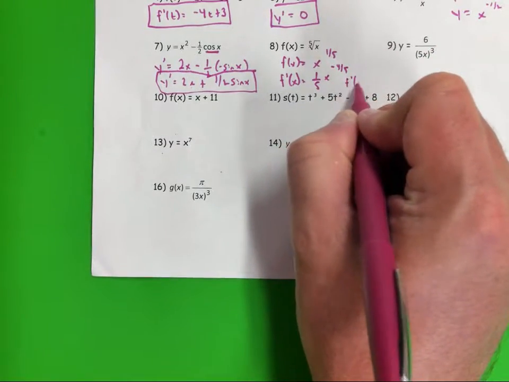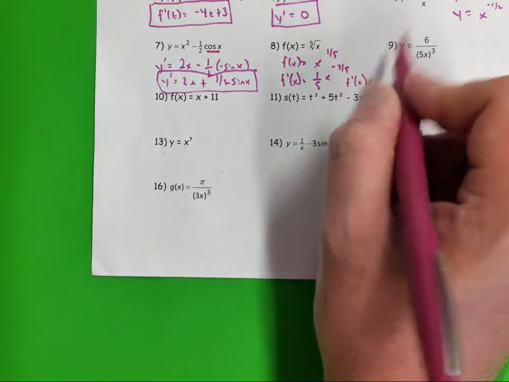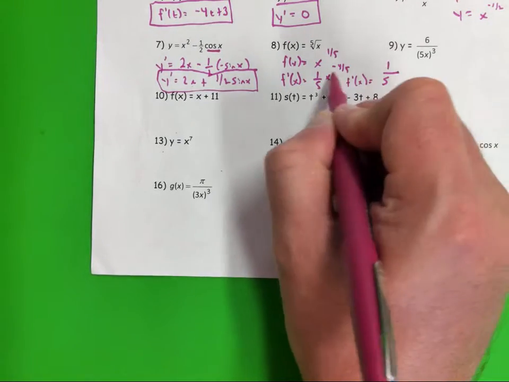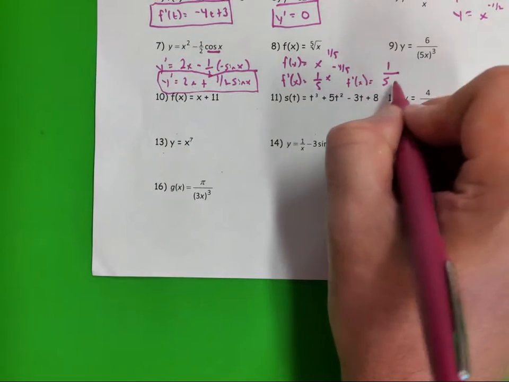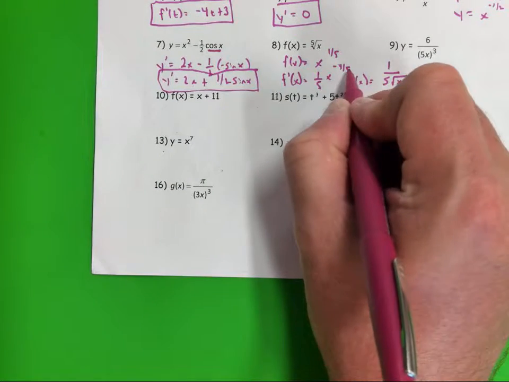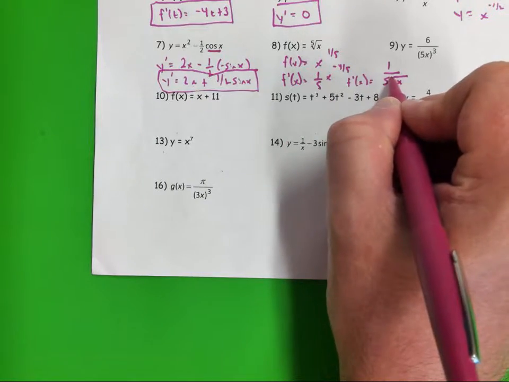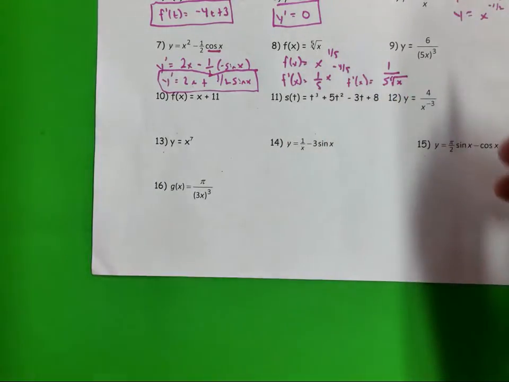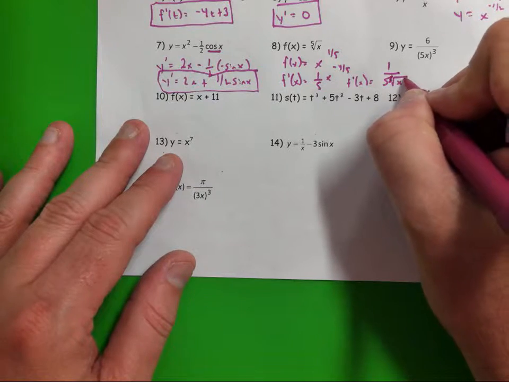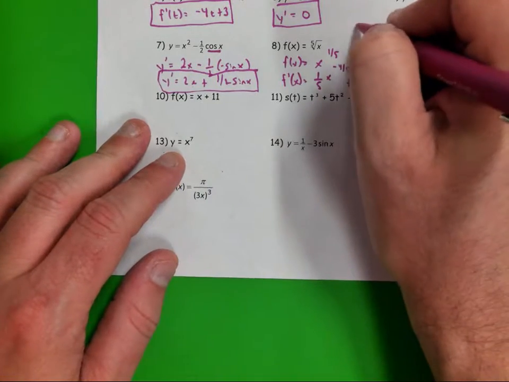So f prime of x equals, I'm going to put that in the denominator because it's a negative exponent. This is your root, so this will be 5. I'm sorry, that's a bad little 5 right there, but that's a 5. x to the 4th. So I'm going to write it better up here.